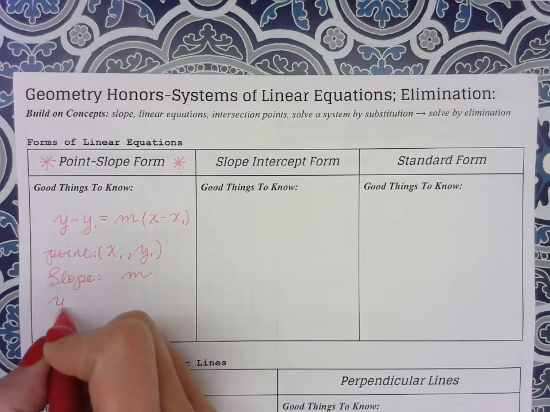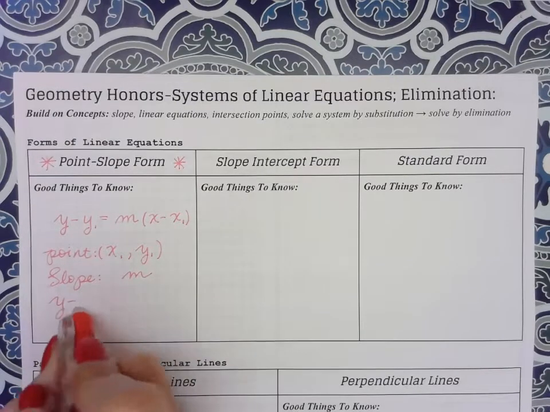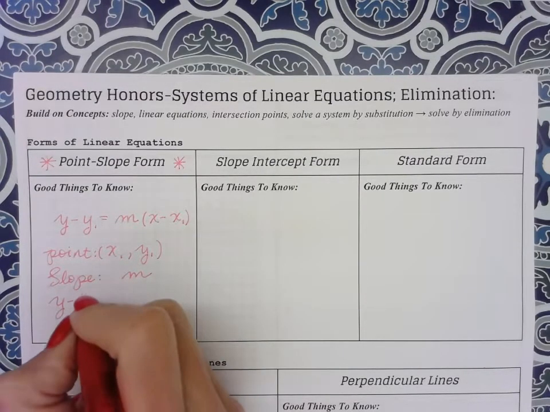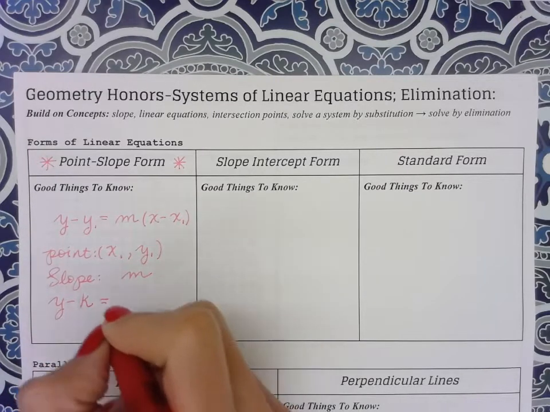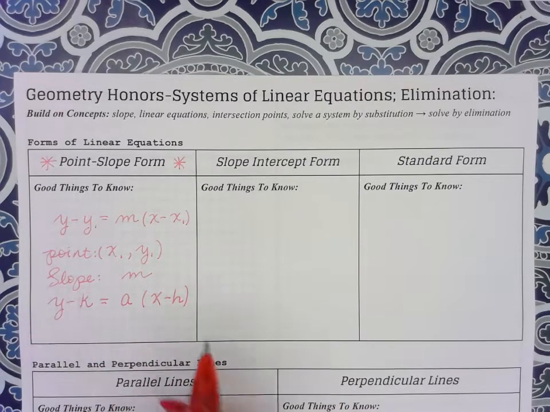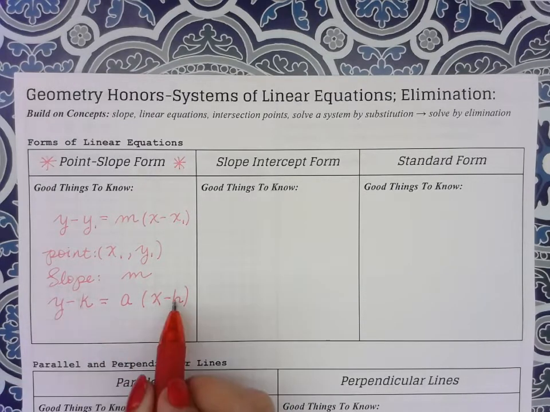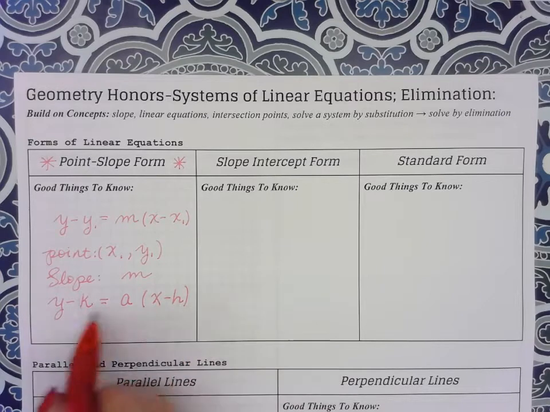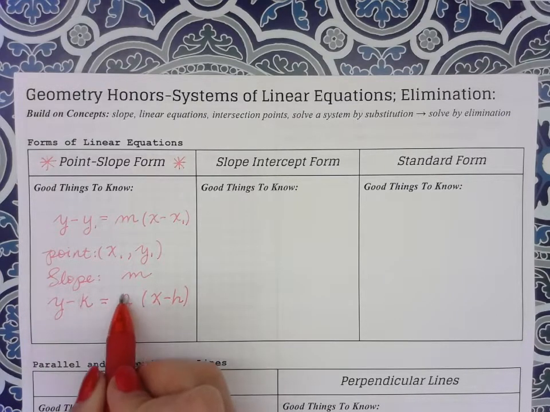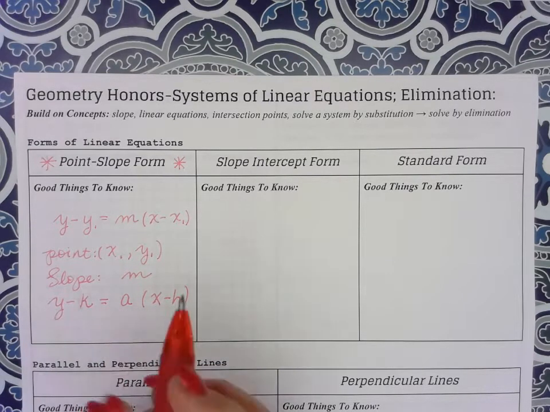Something I'm going to throw in here is that I already started writing y sub 1, but we could also think of this as y minus k equals a times x minus h. In Algebra 2, when you graph, you use something called transformations, where h and k represent our graph moving left and right, and k, this part, would represent your graph moving up or down, and then a is described as a vertical stretch or a vertical compression.